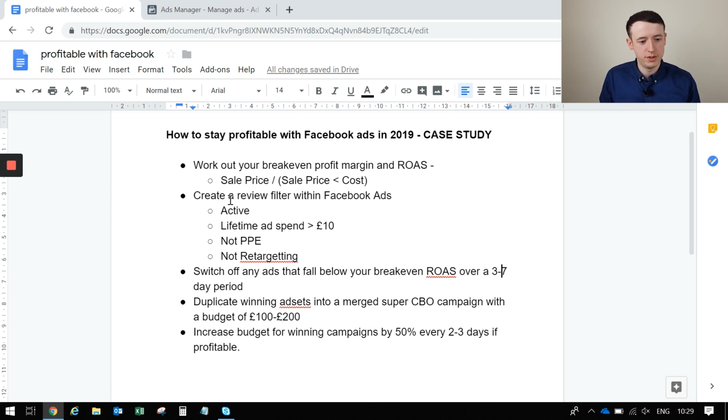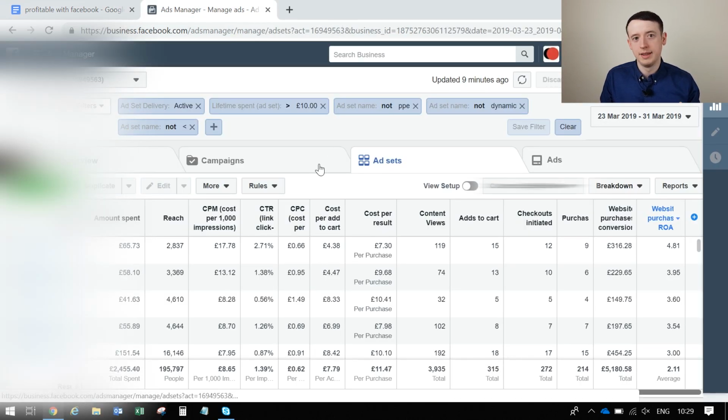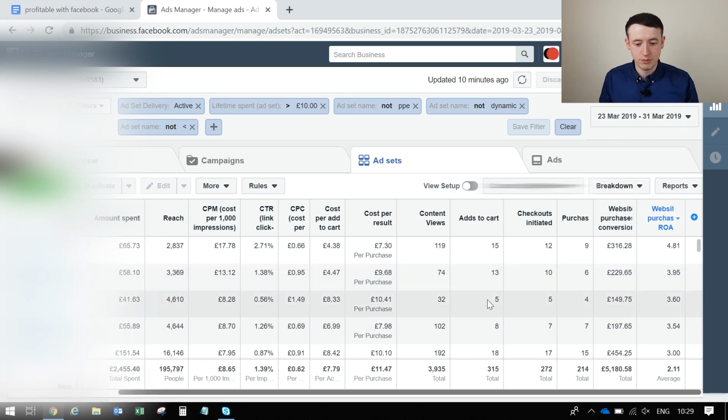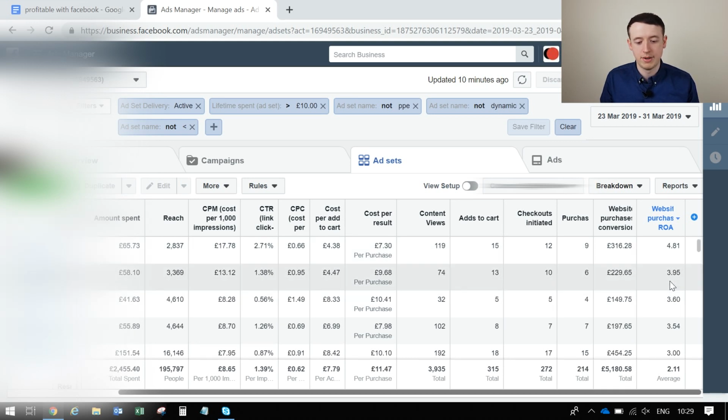So if I just jump over into my ad account, and this is my ad account for my live general store that I've got at the minute. This is real life data, real to date. As you can see here, 23rd of March to the 31st of March. And I've sorted this by ROAS, as you can see here. I've got some that have been on for a couple of days now, and I'm just testing these first ones here, but they're coming back really profitable. So you can see 4.81, 3.95.